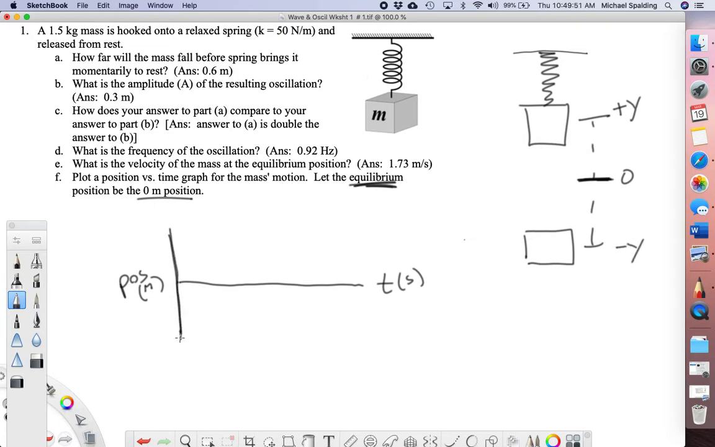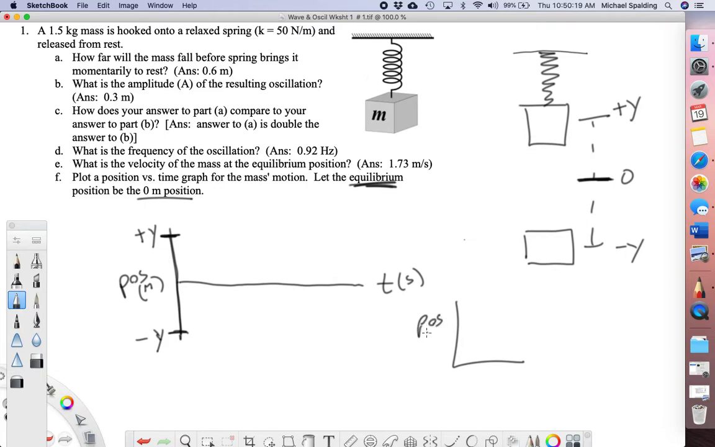So on our position time graph up here, this would be our positive y position. This would be our negative y position. All right, now the mass starts up here. So we want the graph to start up here. This is where the mass starts. And the mass is released. Now, this really goes back to the very, very start of the year. If you think about a position time graph, so I'm just going to draw another one here.